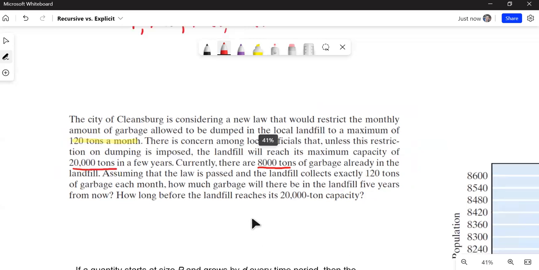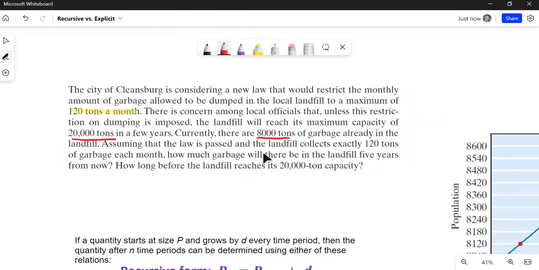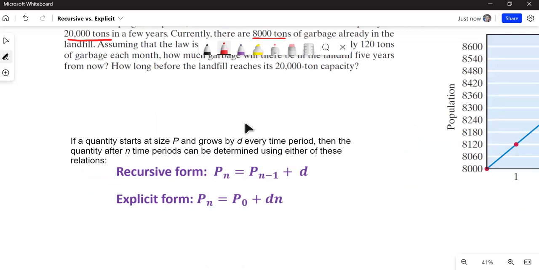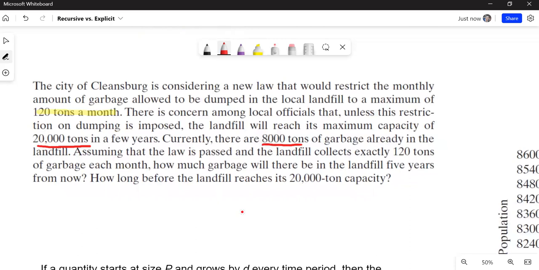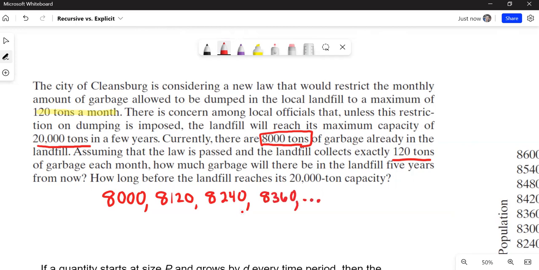That's the concern. So you can do this explicitly or you can do it recursively. And I'm going to show you these formulas down here in just a second. But let's actually reason this out a little bit first. Okay, so really what's going on is we are starting off with 8,000 tons of garbage in the dump. That's what it says right here in the middle of it. And each month we're going to be adding another 120. So the next month we'd have 8,000 plus another 120. And then the next month you add another 120, takes you to 8,240. And the next month you add another 120, 8,360, and so on. You can kind of see that that's how that's working out. So recursively, you're just adding 120.